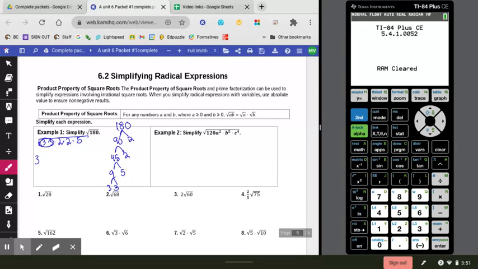Now notice I wrote my pairs at the beginning, because the square root of 3 times 3 is 3, and the square root of 2 times 2 is 2. And then I have the square root of 5 left. So the answer is 6 radical 5.